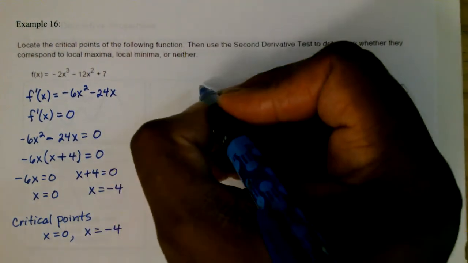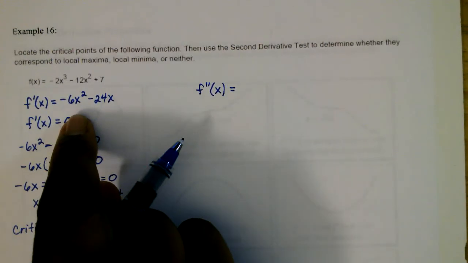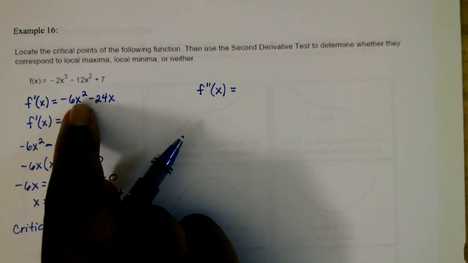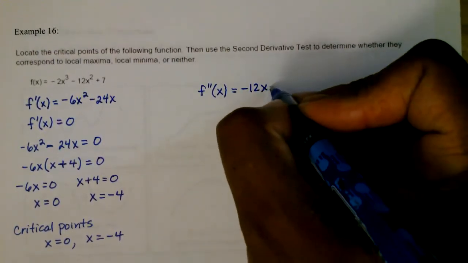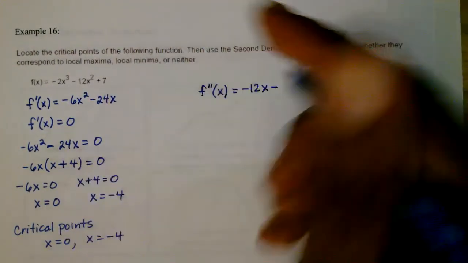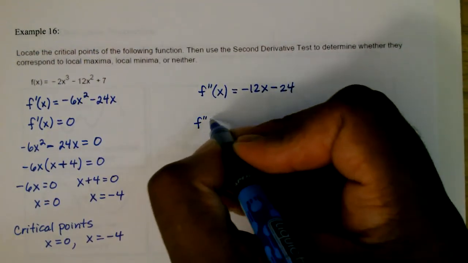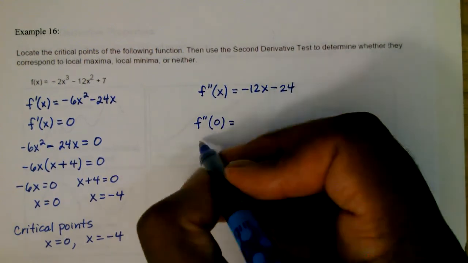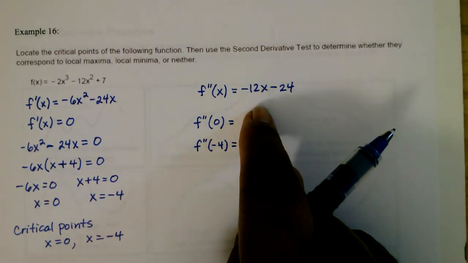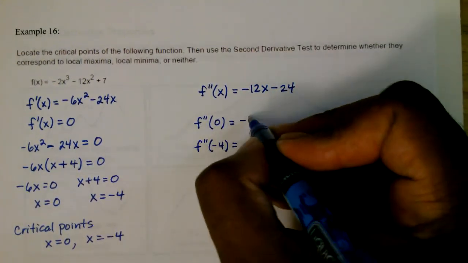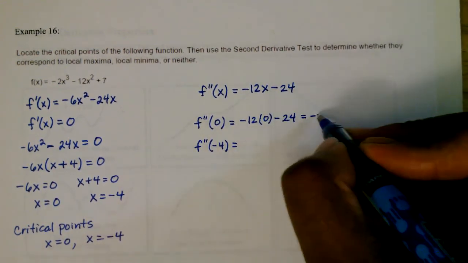And now I'm going to find my second derivative here, f double prime of x. If this is my f prime of x, then the derivative of negative 6x squared will be negative 12x minus the derivative of 24x will be 24. And then we're going to find f double prime of 0 and f double prime of negative 4 using this. So at 0, I'm going to have negative 12 times 0 minus 24. And this is going to end up being negative 24.